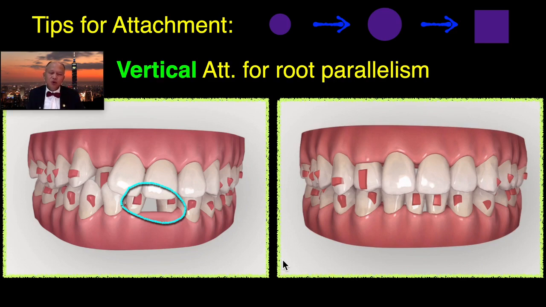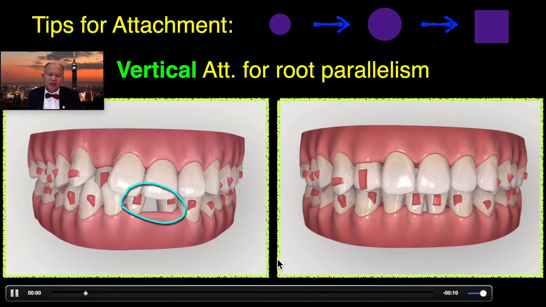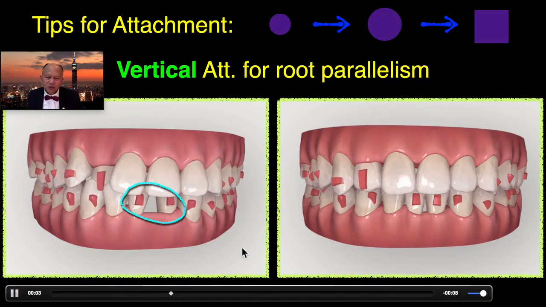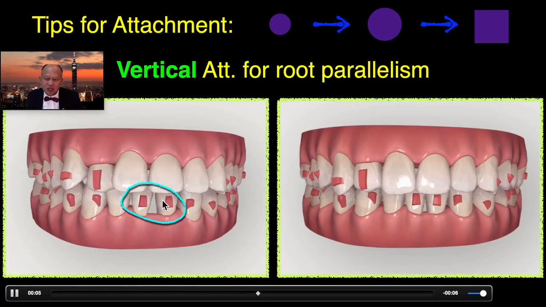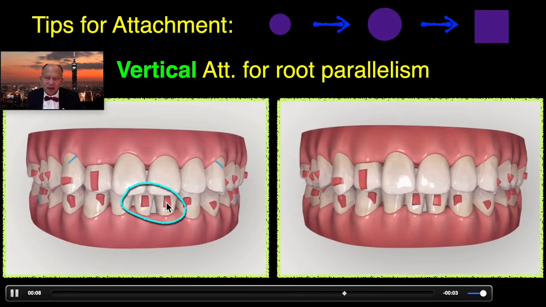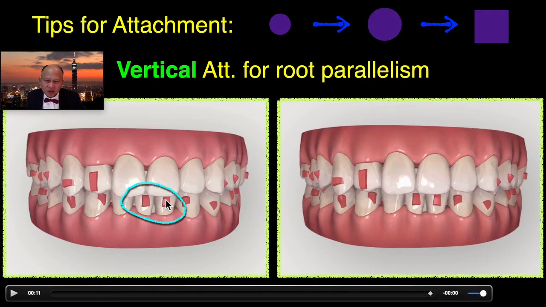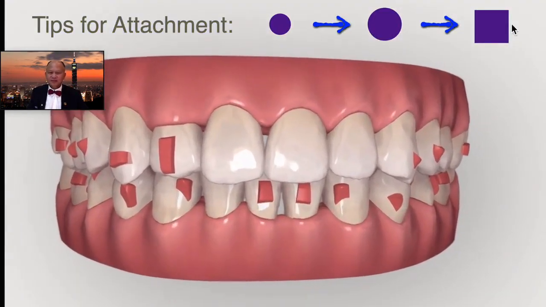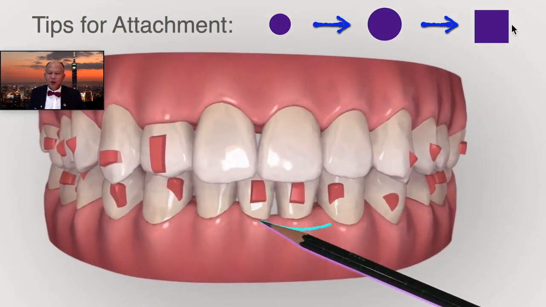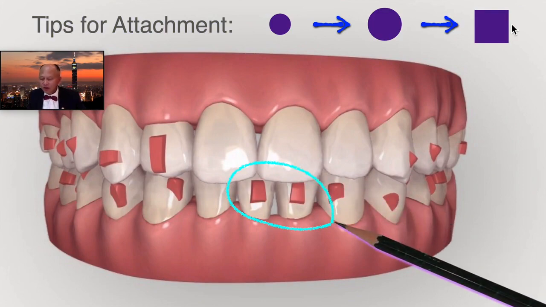So in order to overcome this situation, I strongly suggest using a vertical attachment for this small guy. In other words, the tip for attachment is you are changing the shape of the tooth with this attachment. And if you want to move the root to become parallel, you use a vertical attachment. You change the shape of the root with this attachment, like this. Right here, it will be easier for you to get root parallelism.